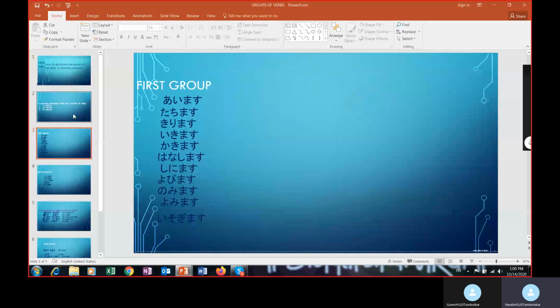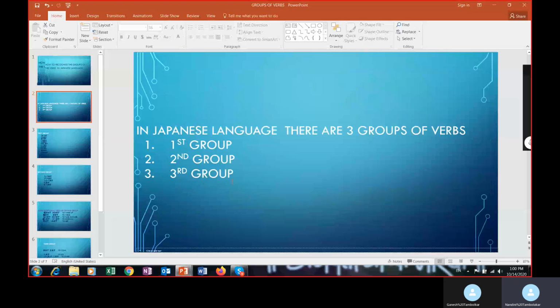Actually, here I have to explain one more thing. There are four basic forms of the verbs. Ta form is the informal past tense, root form is the informal present tense, nai form is the informal negation, and te form is the present continuous tense. Okay, so these four are the basic forms.